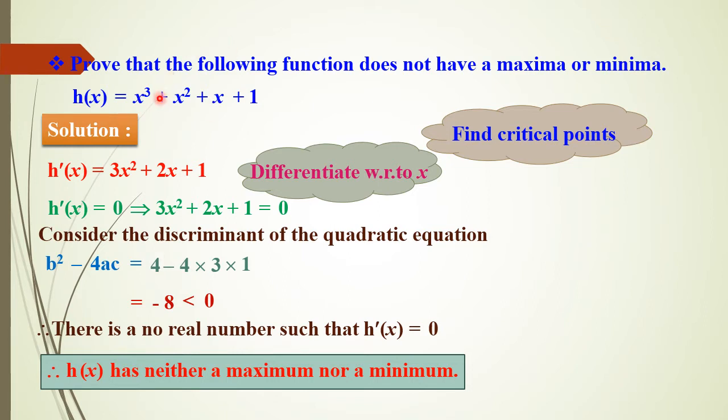Here after finding the differentiation of the given function, 3x square, x square differentiation is 2x plus x differentiation is 1, 1 differentiation is 0. h dash of x equal to 0, 3x square plus 2x plus 1 equal to 0. Here when you try to factorize this quadratic equation, you will get its discriminant is minus 8, so you will get imaginary values. Since the discriminant is negative, if you cannot get any critical points, here there is no maximum and no minimum.